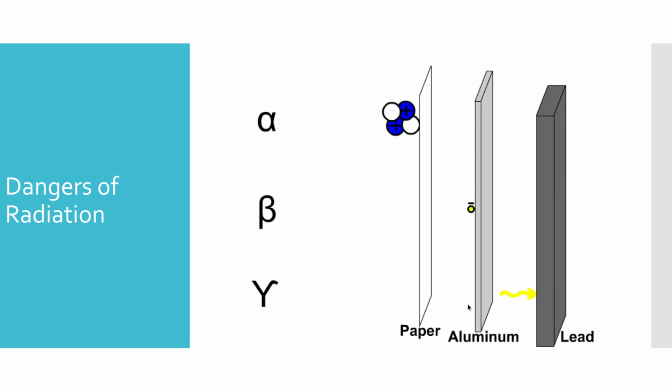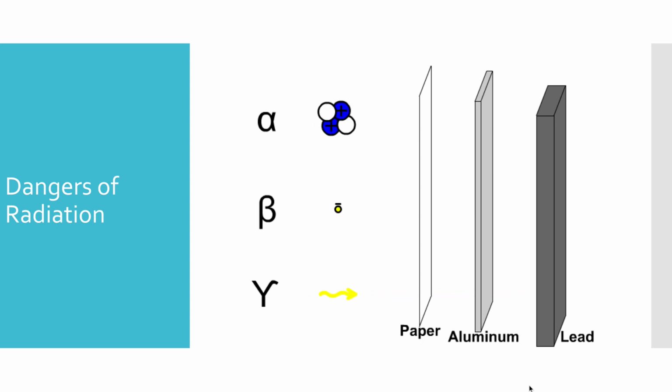And you'll notice that in this moving image, the alpha particle is able to be stopped by paper, the beta particle is able to be stopped by aluminum, and the gamma particle is only able to be stopped by a pretty thick amount of lead. These are not to scale. Paper is really thin, aluminum's a little thicker than paper. It turns out that the lead you need to stop a gamma particle is pretty thick, like on the order of a meter.